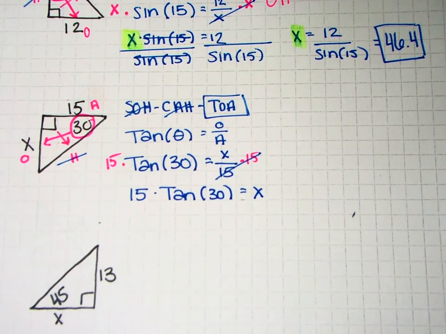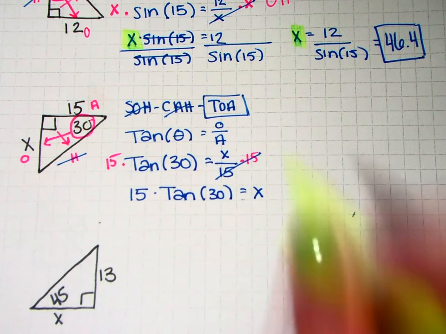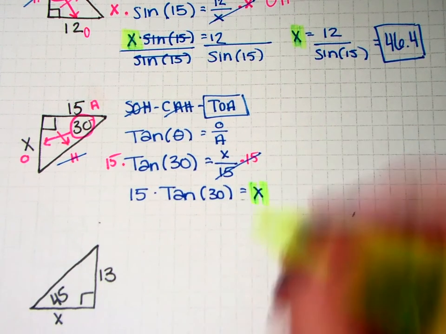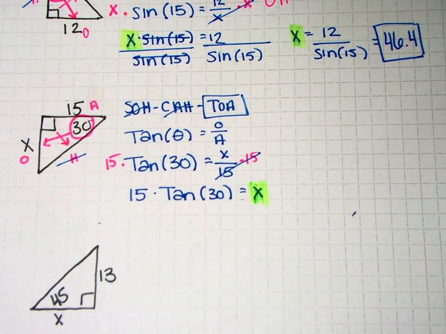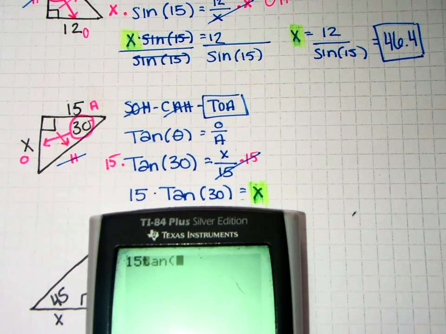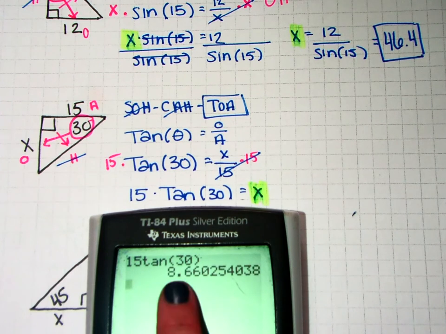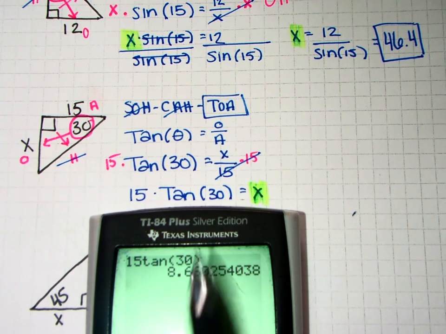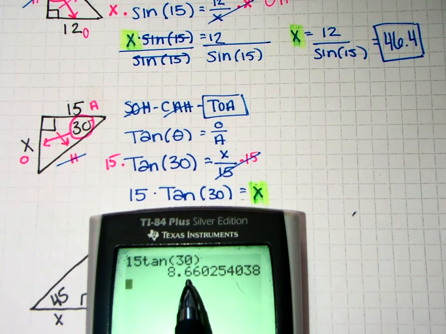Okay. My variable, again, is now isolated. So once I multiply by the denominator, I just check. My variable is by itself, so now that lets me know I can pick up my calculator and type it in how I see it. 15 tangent 30 gives us an answer of 8.7.